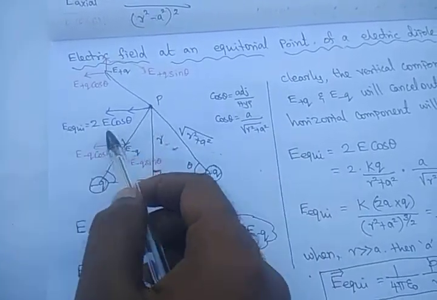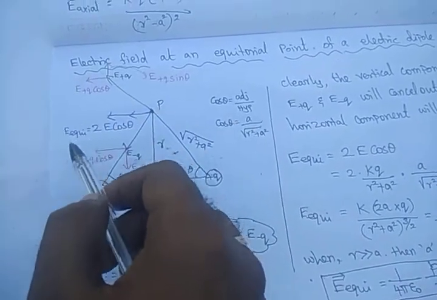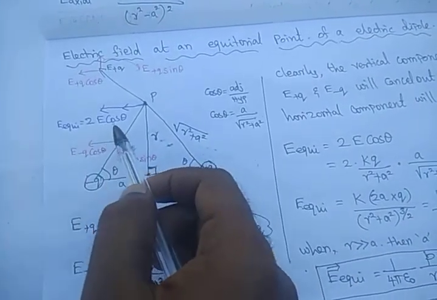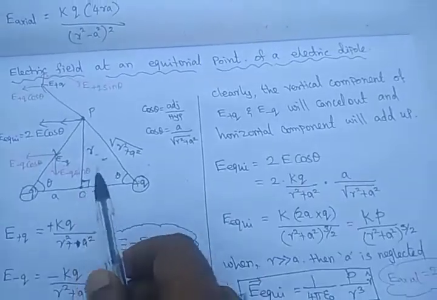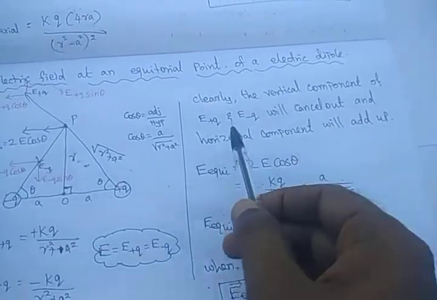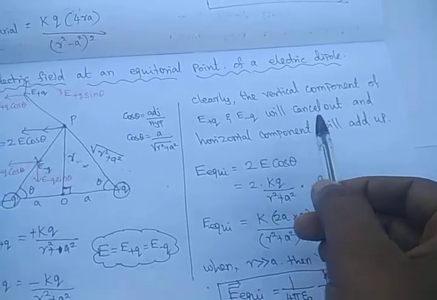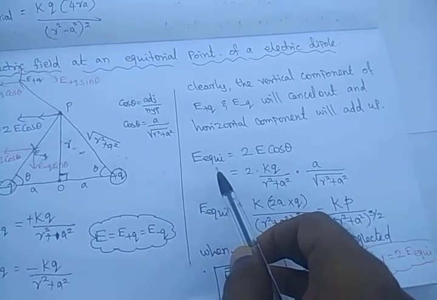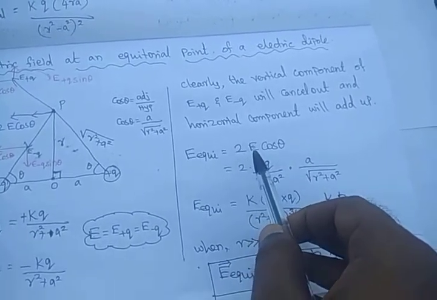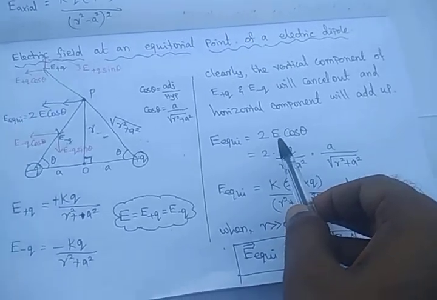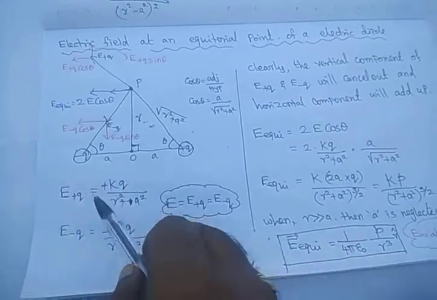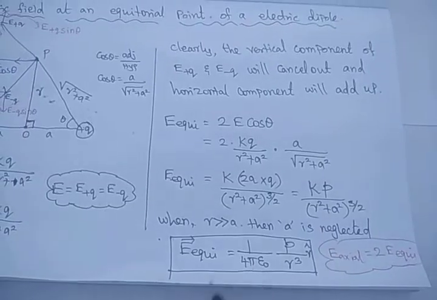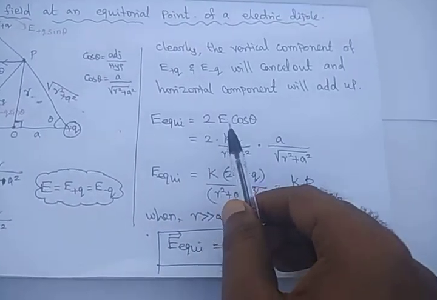The resultant vector will be along this direction. That is the total electric field of the electric dipole at the equatorial point. So that is equal to 2E cos theta. Hence this diagram clearly shows that the vertical components of the plus Q and minus Q will cancel out each other, and the horizontal components will add up. Finally we get the equation E equatorial is equal to 2 times E into cos theta. What is this E? This E is the electric field, either the magnitude of the plus charge or minus charge, because both the charge magnitudes will be the same. So finally we get the answer 2E cos theta.